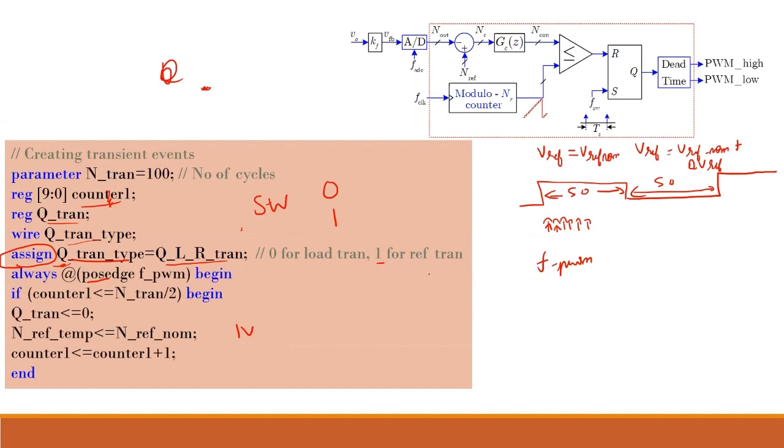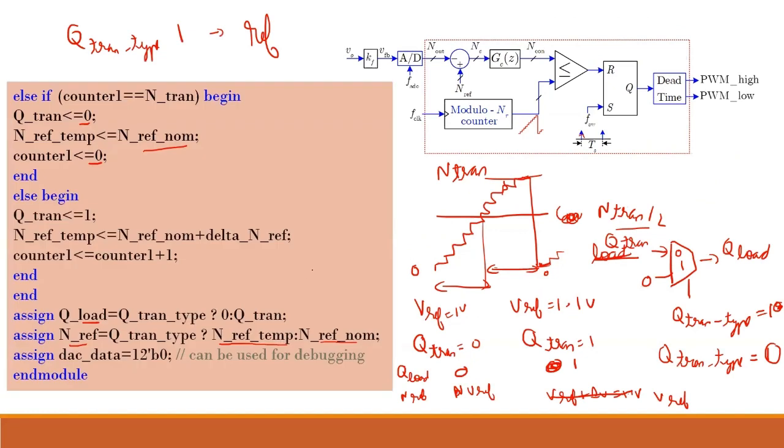I told which are the types of transient we give. We give a load transient or we give a reference transient. Okay, that is understood, sir. This means Qtran type question mark will check if Qtran type is 0 or 1. If Qtran type is 0, then I will assign the first value to Q load, so that will be 0. Instead, if Qtran type was 1, then I will go to the second one, so Q load will become equal to Qtran.